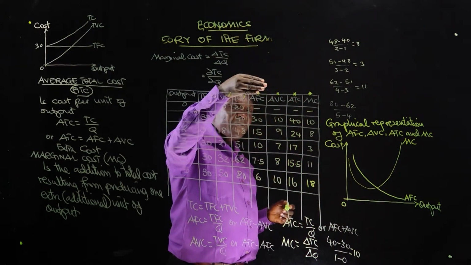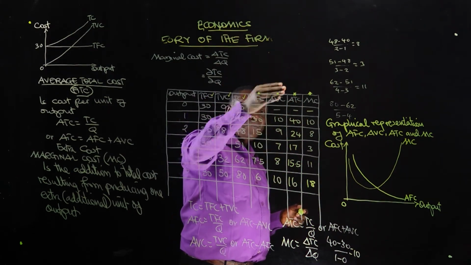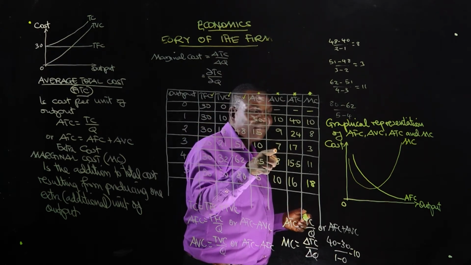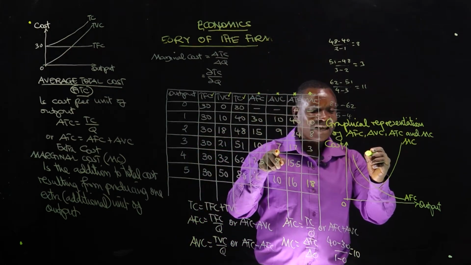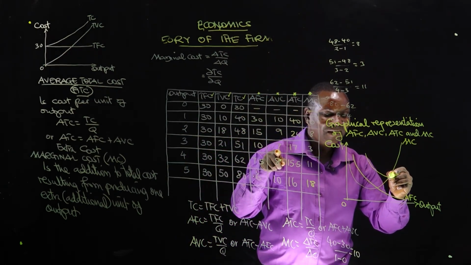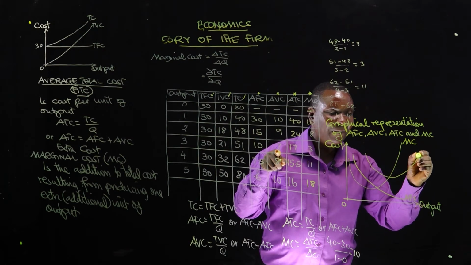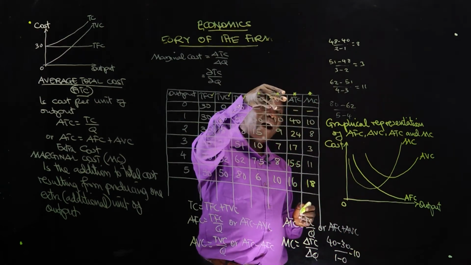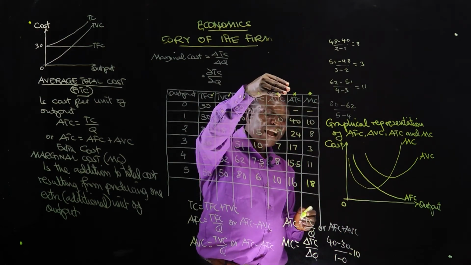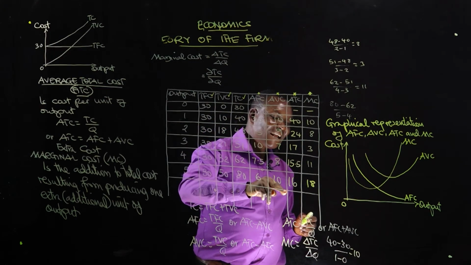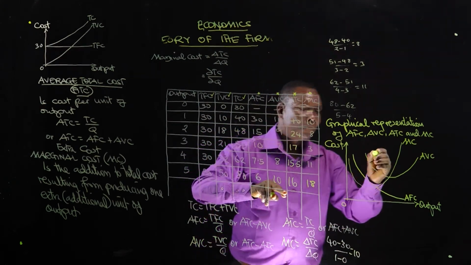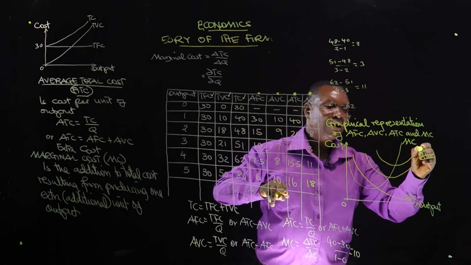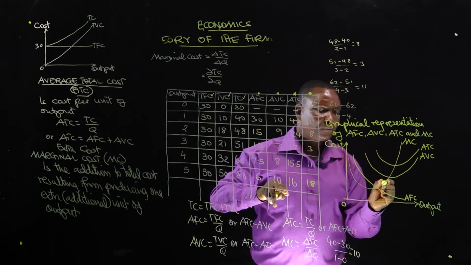Then the other graph which reaches the minimum point before average total cost is average variable cost with the minimum point of 7. So it begins high up, declines, reaches the minimum, then turns up. This is the average variable cost curve. And finally, we have the average total cost curve, which is also declining up to 15.5, then turning up. It's also U-shaped. So this is the average total cost curve.